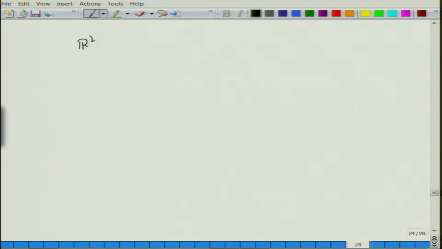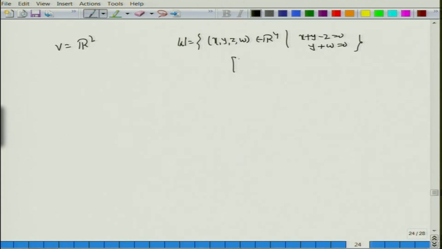Some more examples to have a better understanding. Again V is R2, and another space W is the set of x, y, z, w belonging to R4 such that x plus y minus z is 0 and y plus w is 0. If I look at this, the matrix that I am looking at is 1 1 minus 1 0, 0 1 0 1. I am looking at the null space of this. I can write it in RREF as 1 0 minus 1 minus 1, 0 1 0 1.